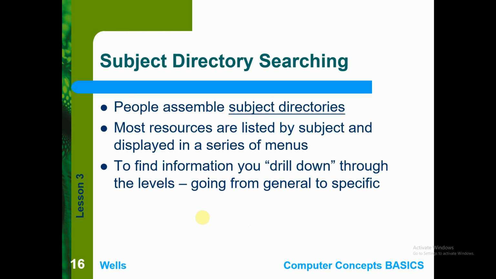So, subject directory searching. These are assembled by people, no? Literally, these are online communities, end users who volunteered, or may have assembled an organization to collect and organize these subject directories. So these are listed by subject and displayed in a series of menus. If you are going to find information, you need to drill down through these levels, going from the general topic to the specific topic.